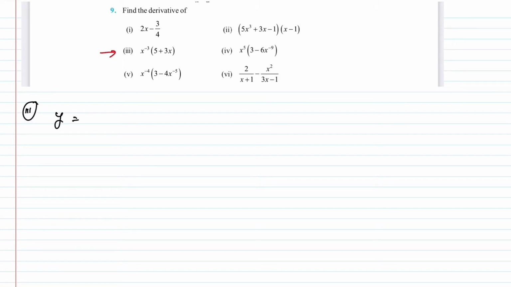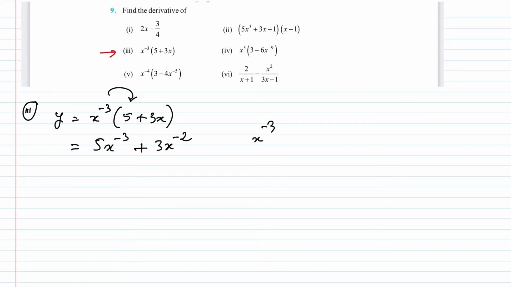Number 3, y is equal to x to the power minus 3 times (5 plus 3x). Here also we either have to multiply these two, or you can consider u and v. So let us multiply here first. 5x to the power minus 3, and if you multiply 3x into x to the power minus 3, it's going to be 3x to the power minus 2, isn't it?